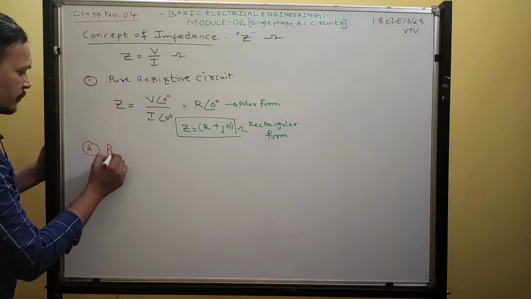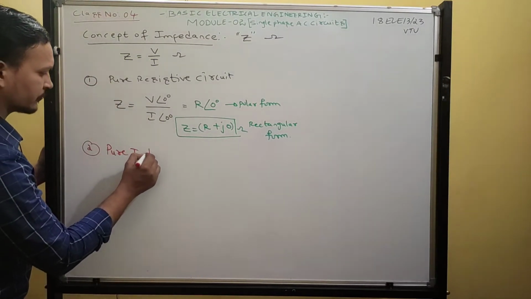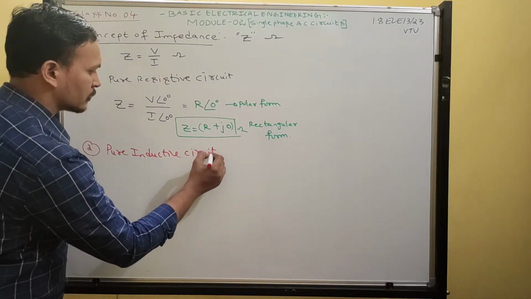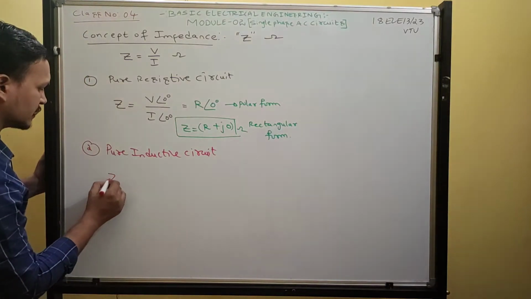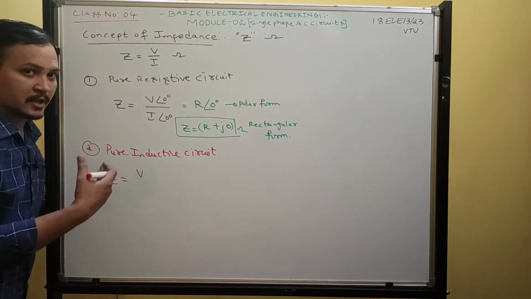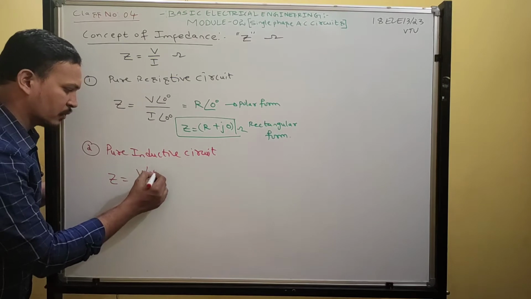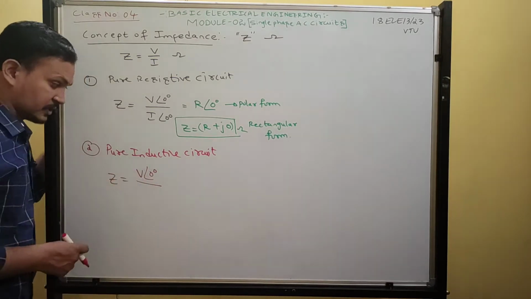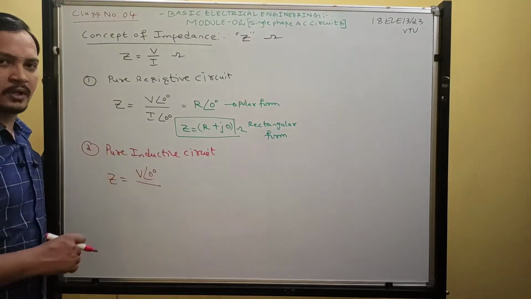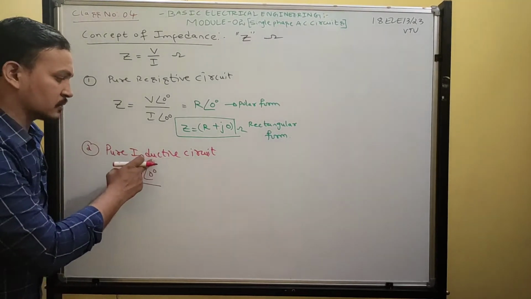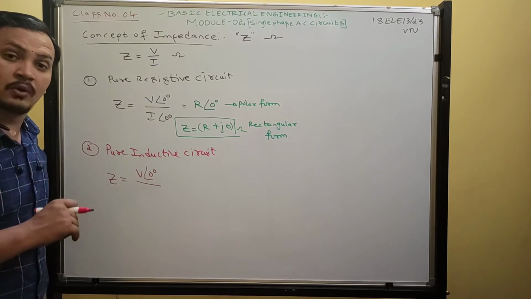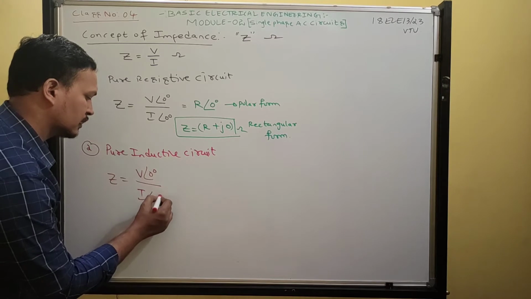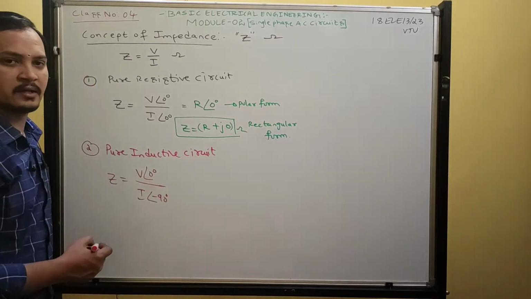Next one is the pure inductive circuit. In a pure inductive circuit, what is the impedance? For the inductor, we applied the voltage as reference, V at an angle 0 degree. With respect to voltage, what about the current? For a pure inductive circuit, current lags the voltage by 90 degree. So the current flowing through the inductor lags the voltage by 90 degree.